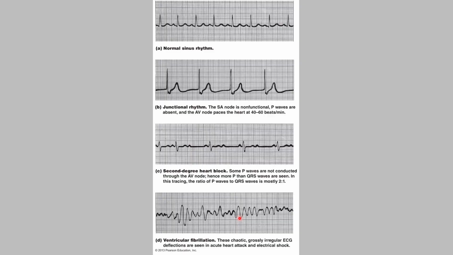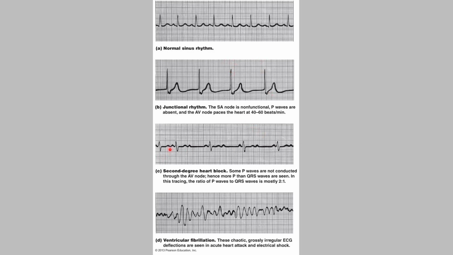So here are a few graphs. We will see more of them in lab. This is normal sinus rhythm. This is a normal heart. We see the P, QRST, P, QRST. This is junctional rhythm. We do not see any P waves before the QRST. And the QRST is slower. Up here, we can see they're happening at a regular rate. Down here, quite a bit slower.